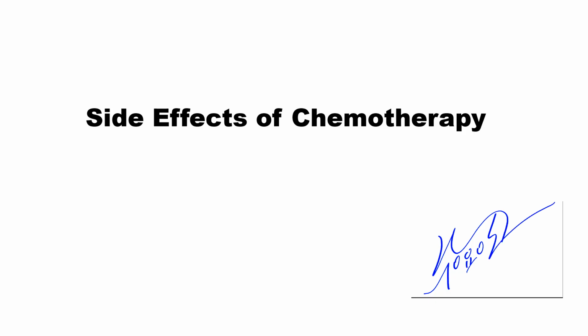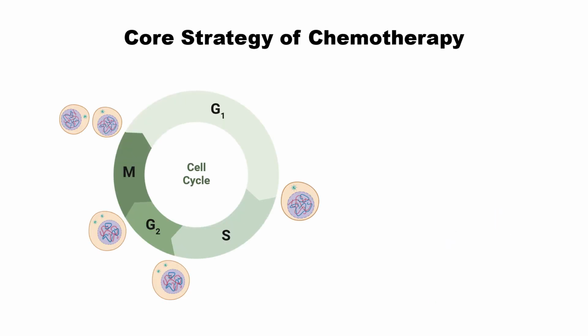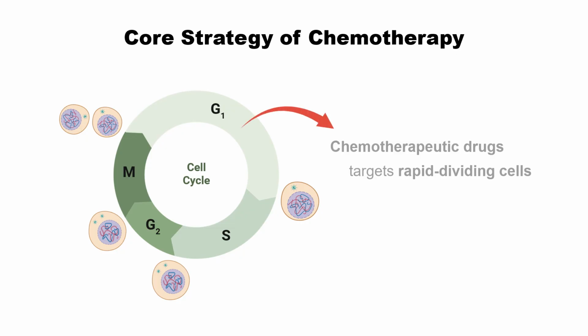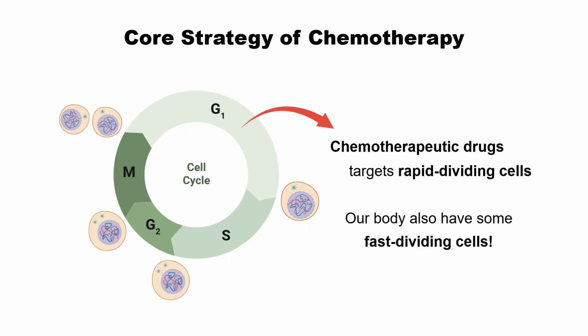Side effect of chemotherapy. The core strategy of chemotherapy is targeting the cell cycle, and these chemotherapeutic drugs usually target rapidly dividing cells. That's why other cells in our body, which are fast-dividing cells, can also be the target of chemotherapy.